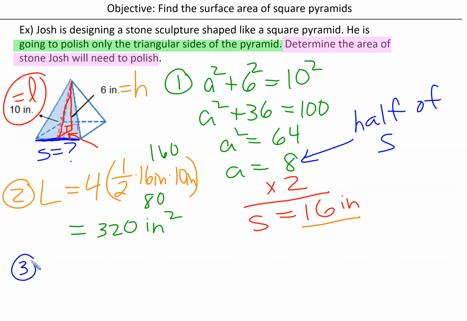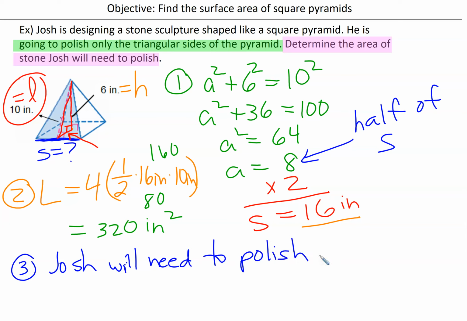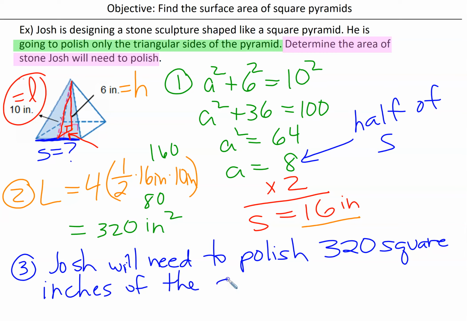Remember what this was about is the area of the stone sculpture that Josh will need to polish. So Josh will need to polish. So this is an exact. We didn't do any rounding here. So he will need to polish 320 square inches. I'm going to spell it out this time. Of the stone sculpture.